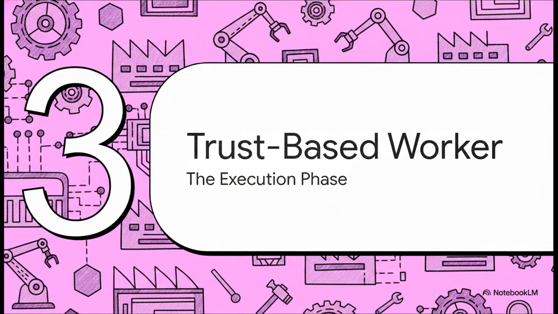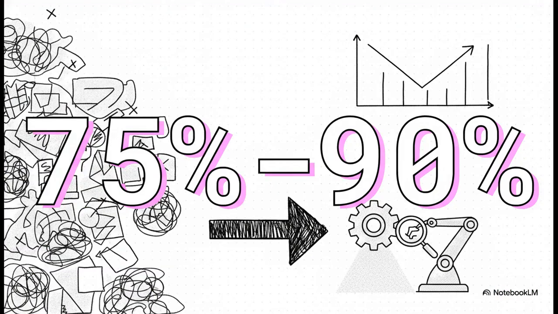Which brings us to Part 3, the trust-based worker, the execution phase. Now we're hitting the actual factory floor, where the specialized swarm worker takes over to build what the strategic layer just planned out. The big takeaway here is this massive 75 to 90% token reduction we see in execution. I mean, that is a staggering drop. And it happens precisely because the worker isn't bogged down with unnecessary tools or big picture strategy. It doesn't need the grand vision. It just needs to do its specific job really, really well.